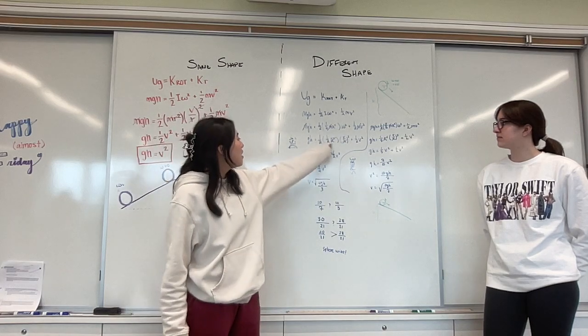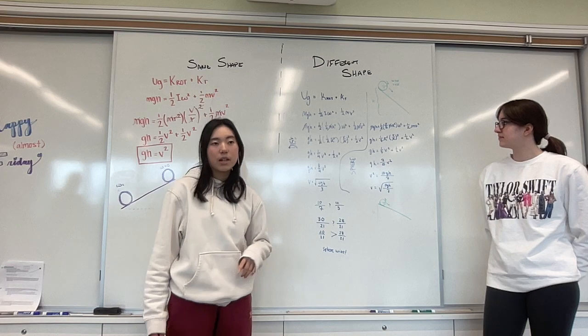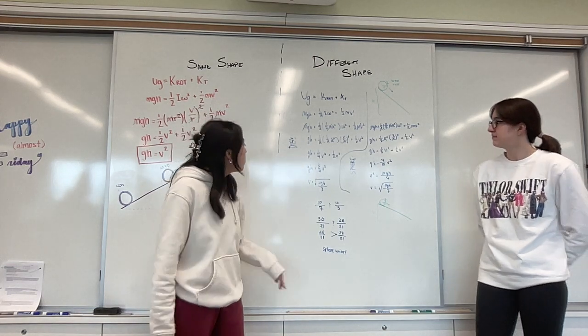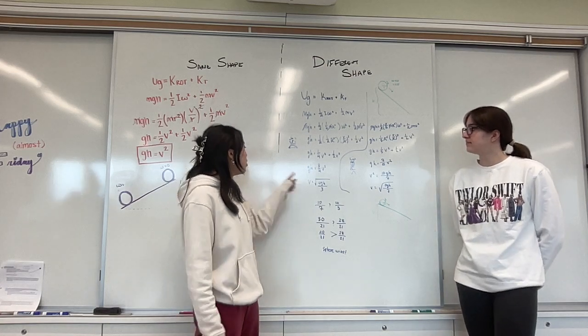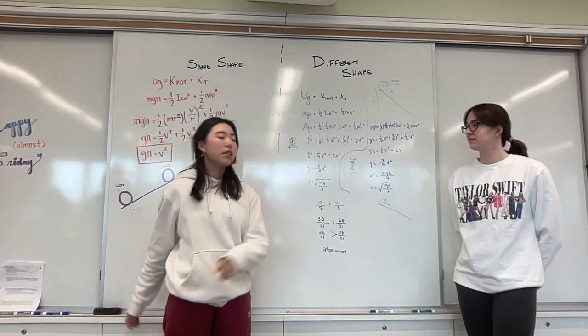And then, as you can see here, r squares all cancel out, so r is also out of the equation, which means that both the mass and the radius are canceled out. And that leaves us with gh is equivalent to 1/4 v squared plus 1/2 v squared, gh is equivalent to 3/4 v squared, and finally our v is equivalent to the square root of 4/3 gh.